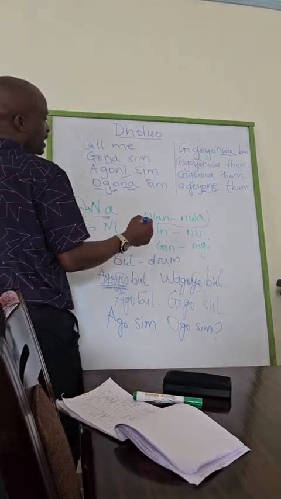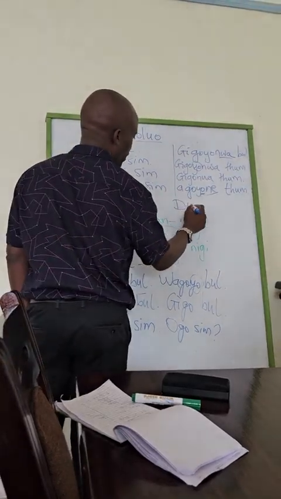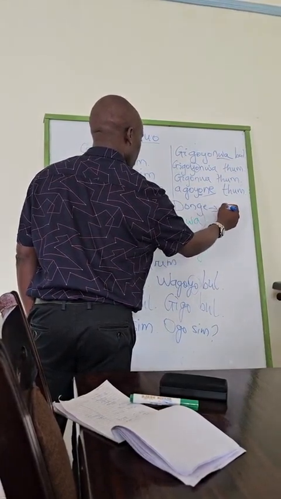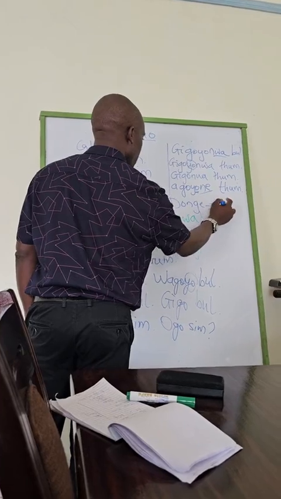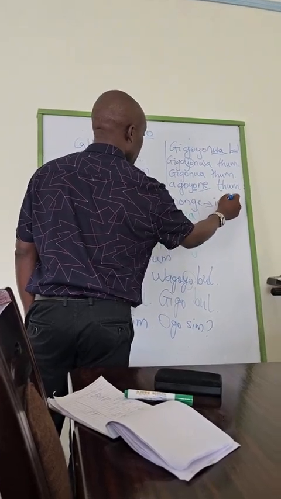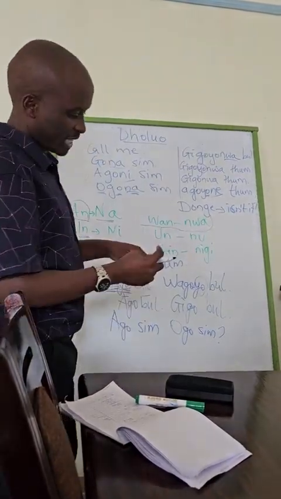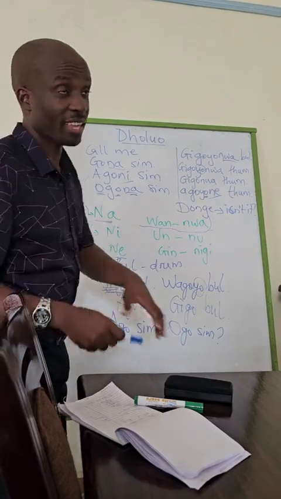There's a common word here that we'll be using. Donge. Donge means isn't it? Isn't it? Donge. So I can say it's easy, donge.